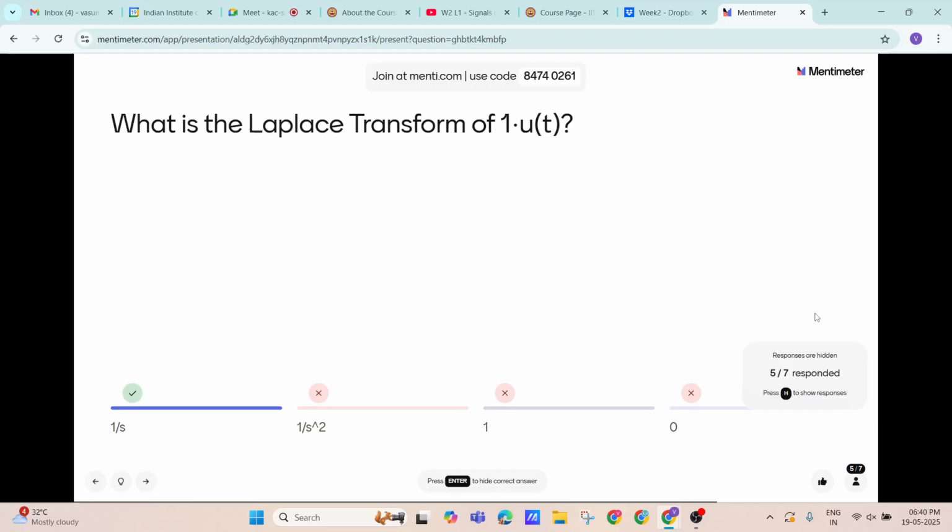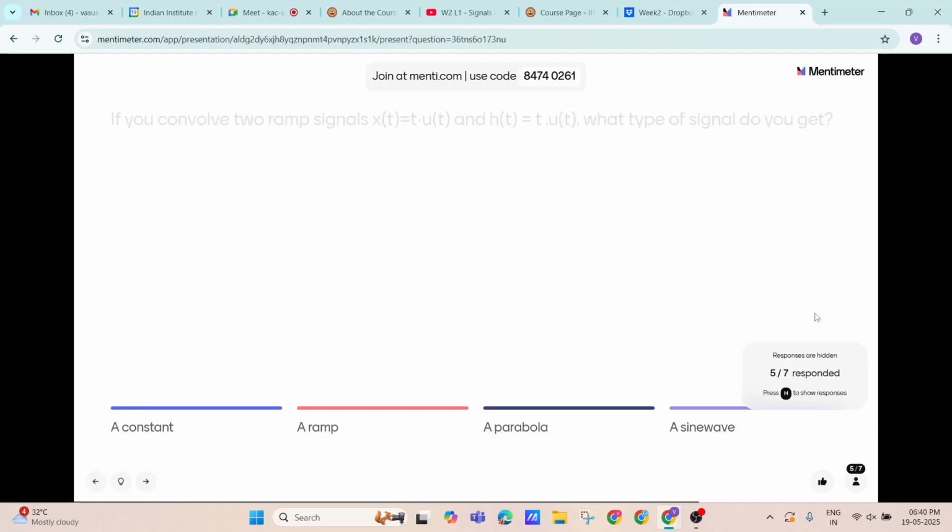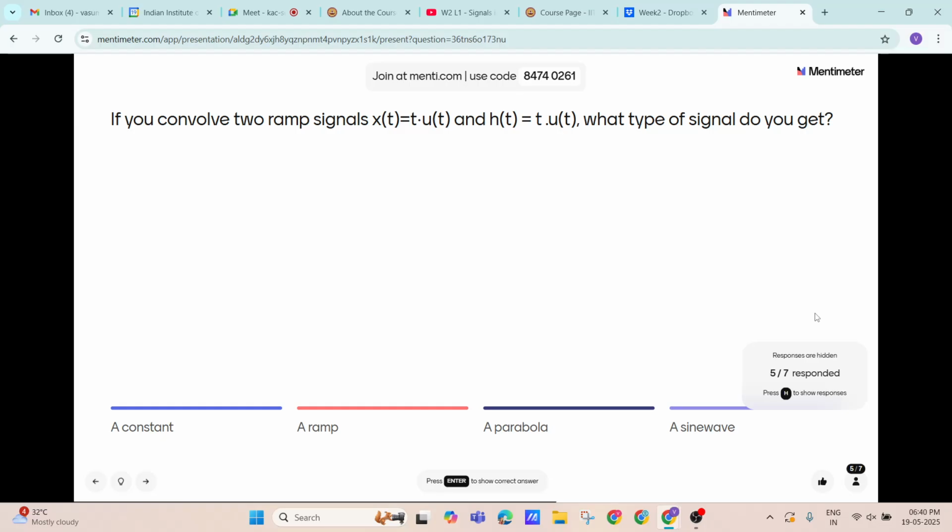What's the answer for this? It is 1 by s. So it is a unit step signal. The Laplace transform of a unit step signal is 1 by s. The Laplace transform of an impulse signal is 1. The Laplace transform of a ramp is 1 by s square. Parabola is 1 by s cube. For the previous question, the convolution of two ramp signals would be a parabola.